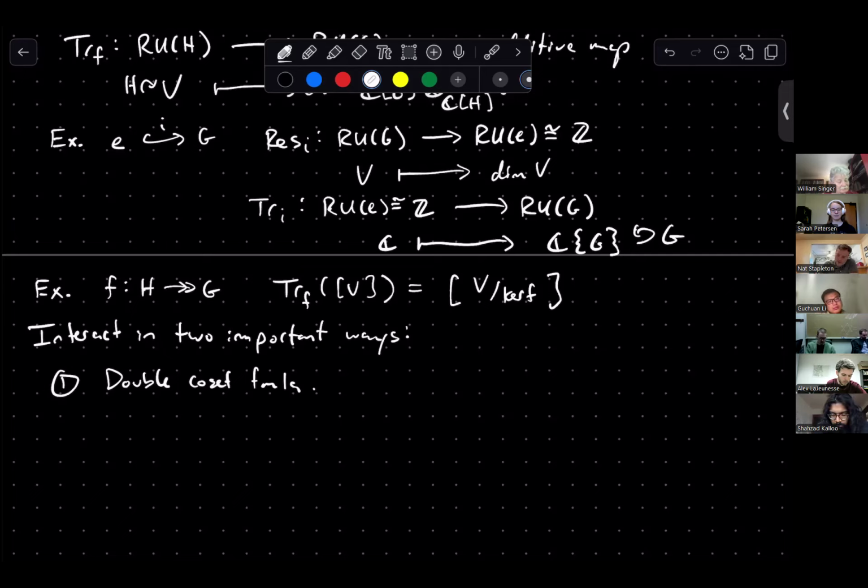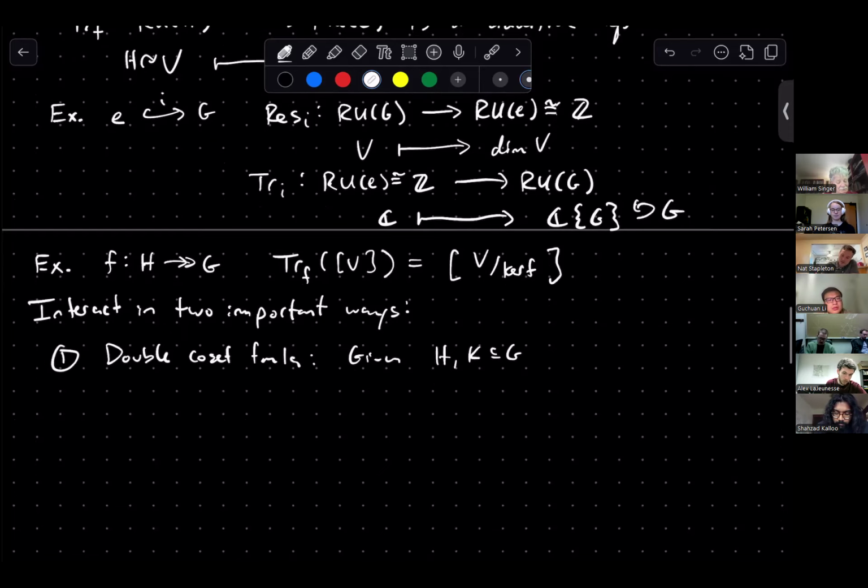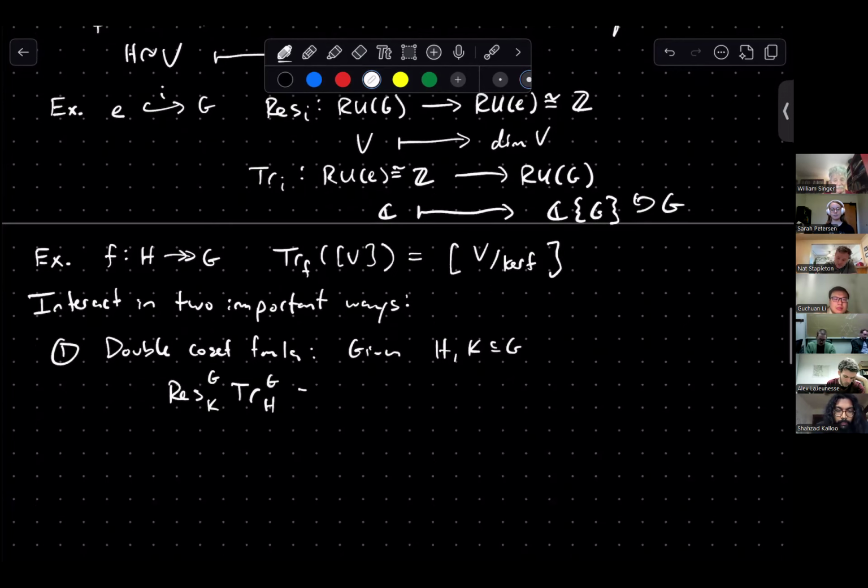So this says the following. If I've got two subgroups, H and K, contained in G, then I can express the composite where I take the transfer from H to G, and then I restrict from G to K in terms of restrictions followed by transfers. So it lets us shuffle these things around.